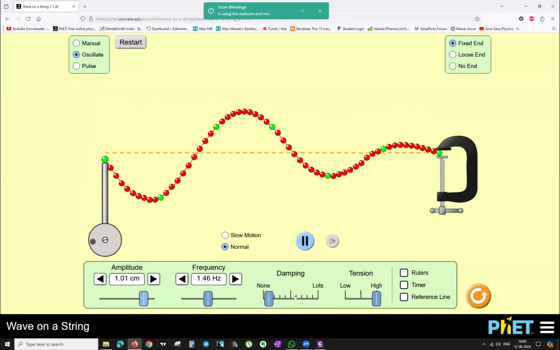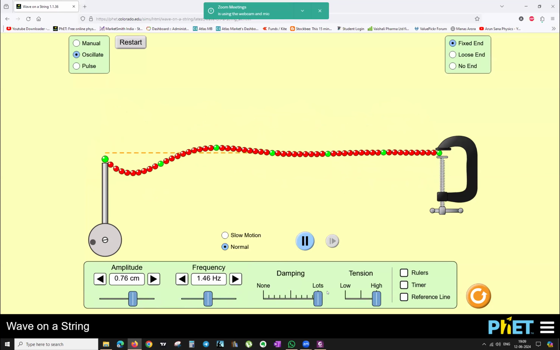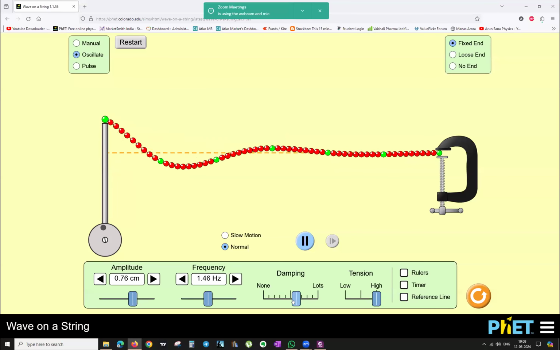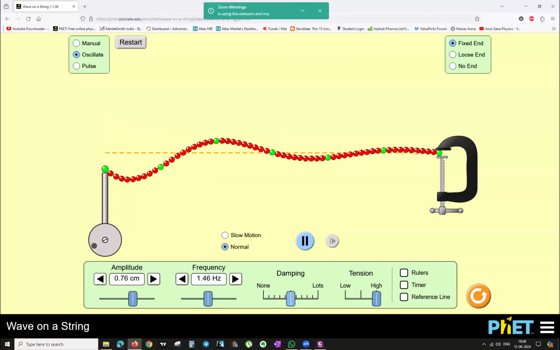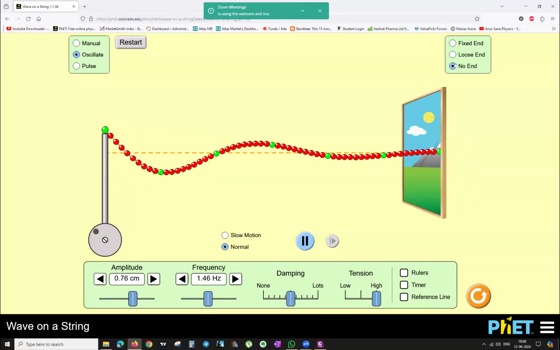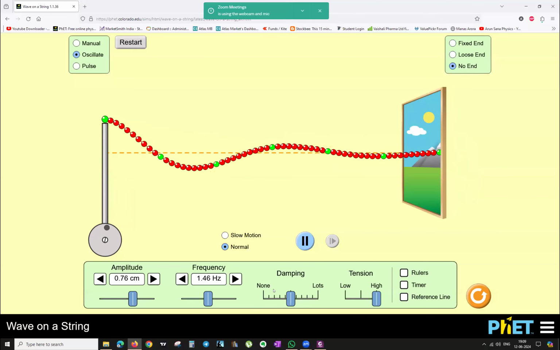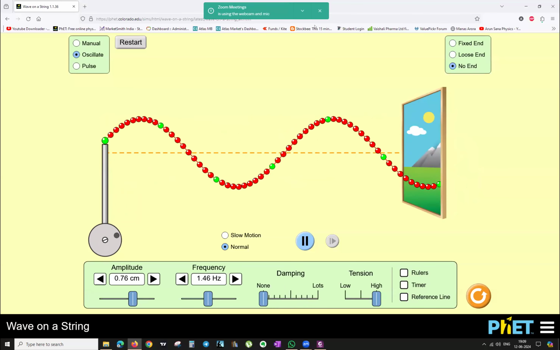I can have high damping. If I have high damping, you'll observe as the wave goes to the right, did you see it is dying out? On the right side, it is not even reaching. The wave is slightly reaching. So if you decrease the damping coefficient, it does reach till the end, but you lose a lot of energy. You can have all cases also, loose end, no end. Yeah, you have a lot of cases. We will see this later on.